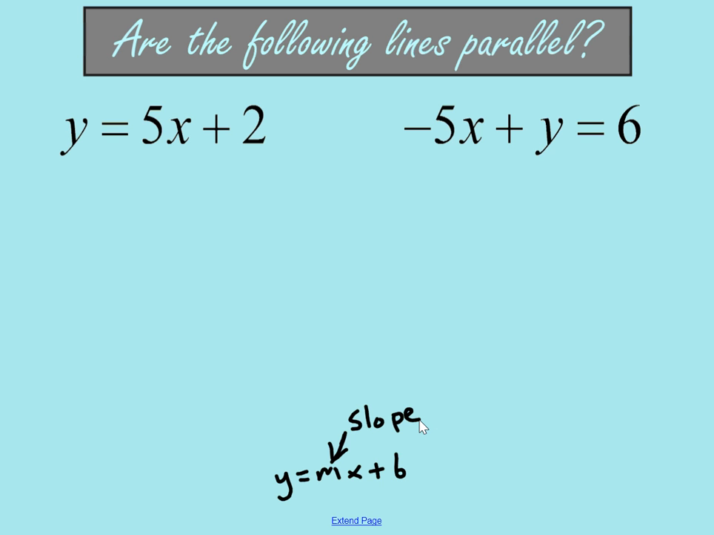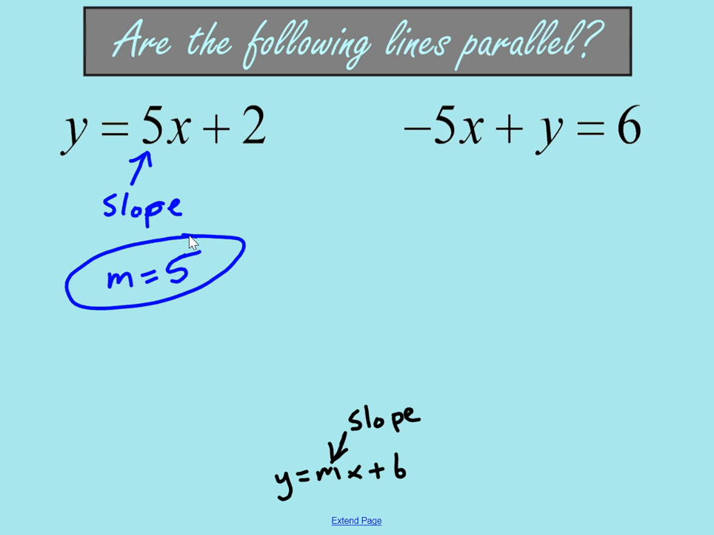So for our first equation, we actually already have it in y equals mx plus b form. So in this case, our slope is 5. So we would say m equals 5. Now, in order for two lines to be parallel, they have to have the same slope.